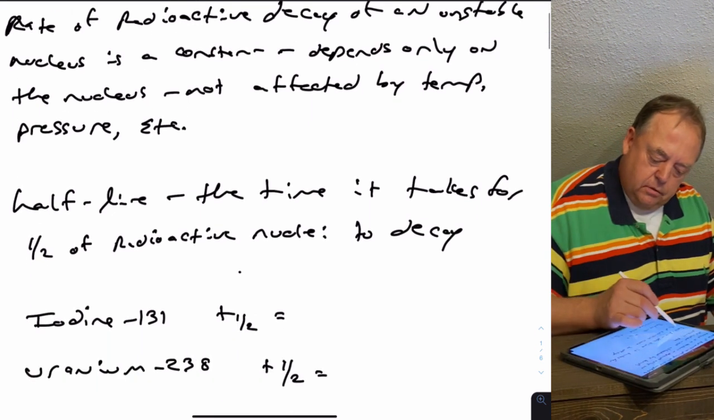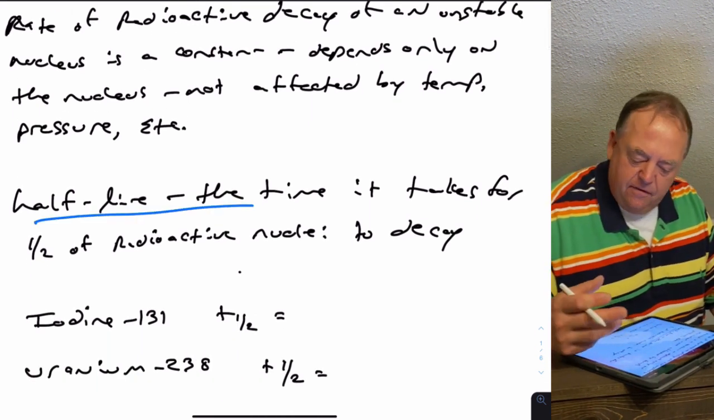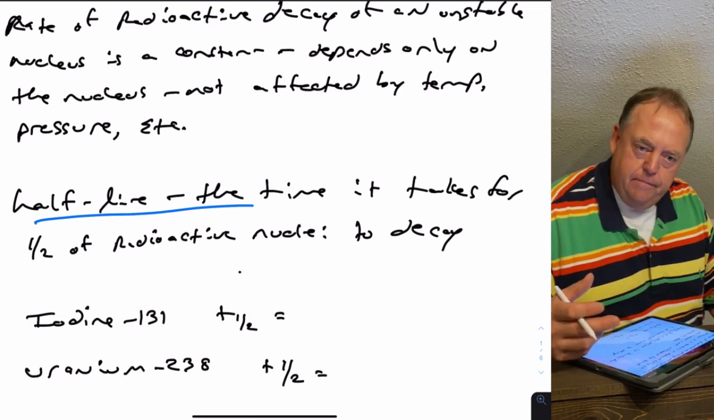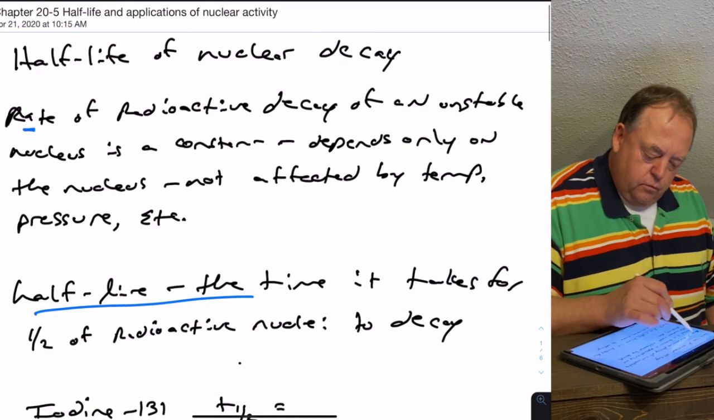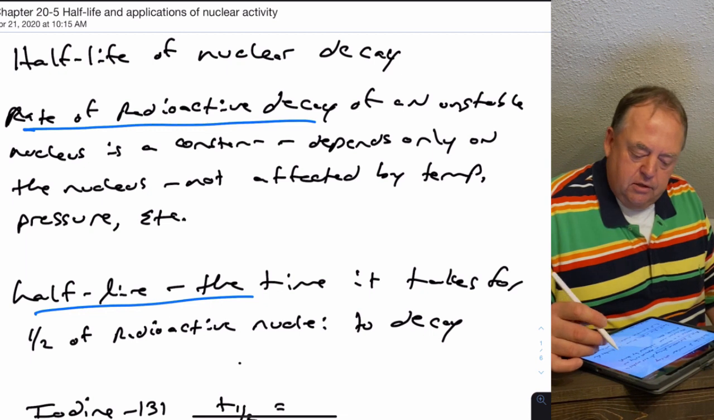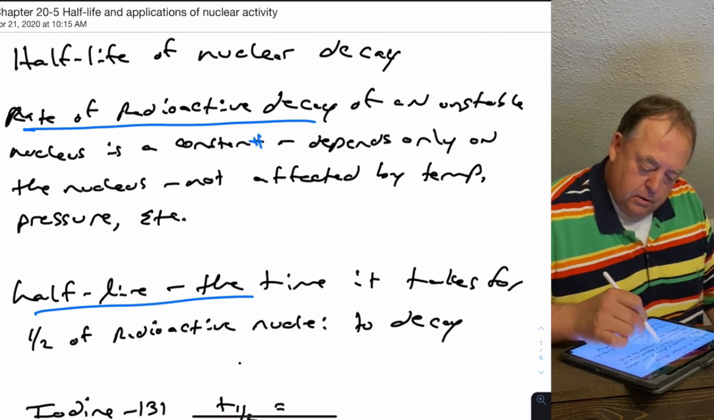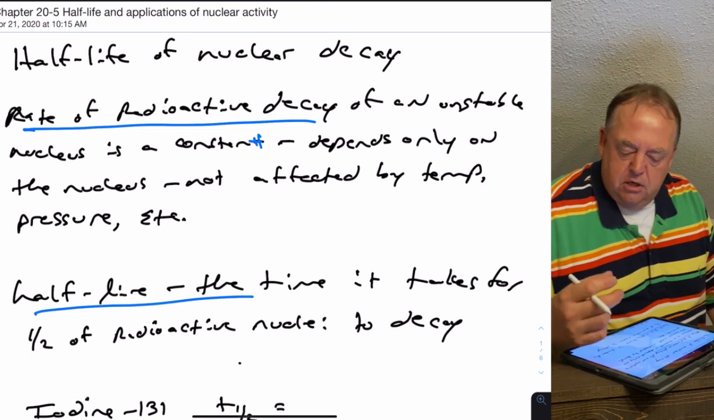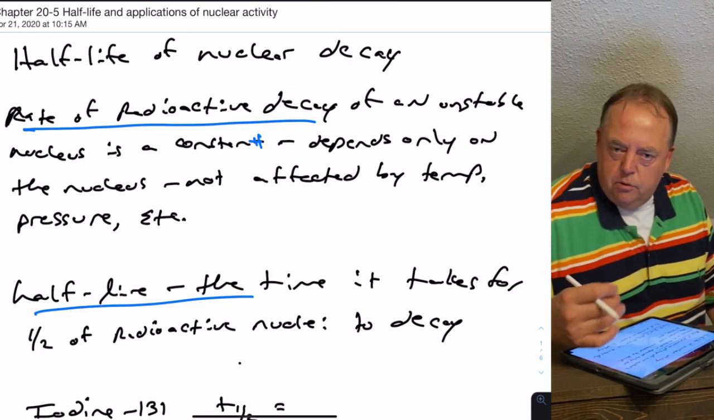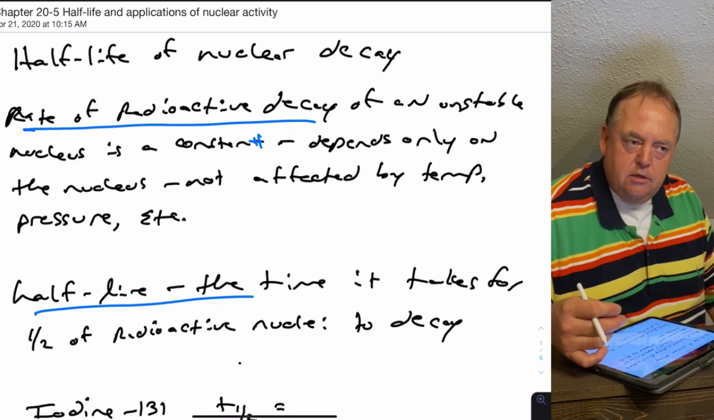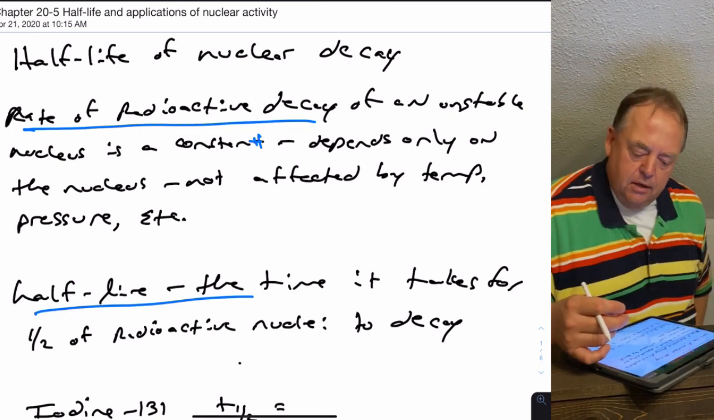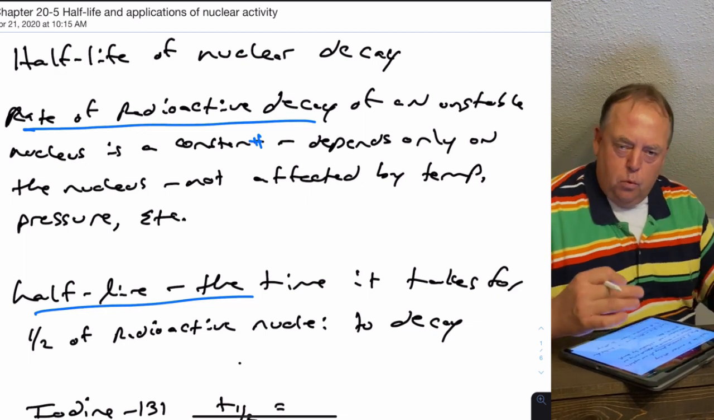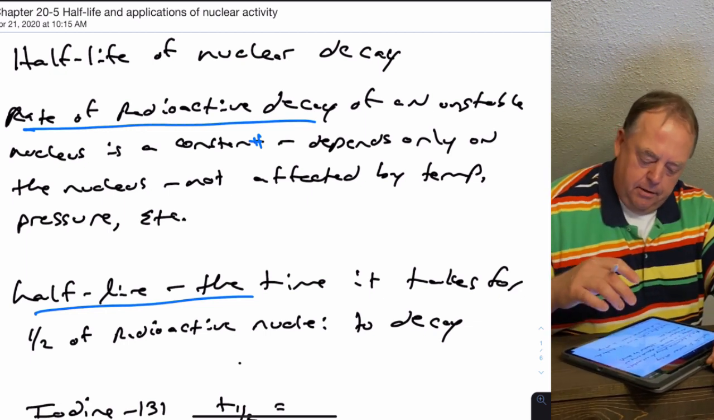So half-life is the time it takes for 1/2 of a radioactive nuclei to decay, or how long it takes for half of a sample to decay. So the rate of radioactive decay of an unstable nucleus is a constant. So it depends only on the nucleus. It doesn't depend on the temperature, the pressure, or the concentration, how much of the nuclei there is. Obviously, how much radiation will come out depends on how much radioactive nuclei there is, but how fast that process takes does not depend on how much there is. Right? The rate only depends on what the specific nucleus is that's decaying.